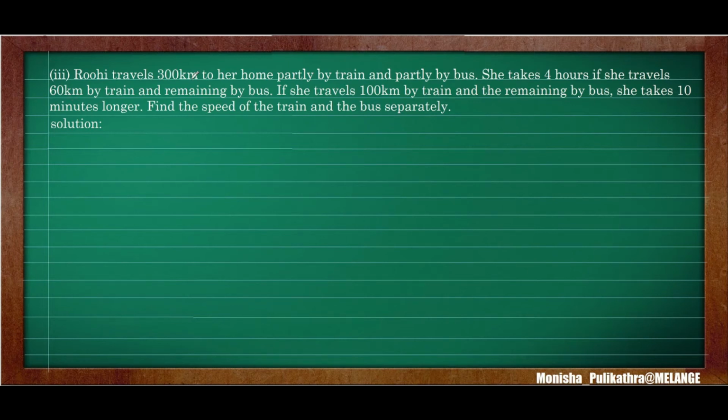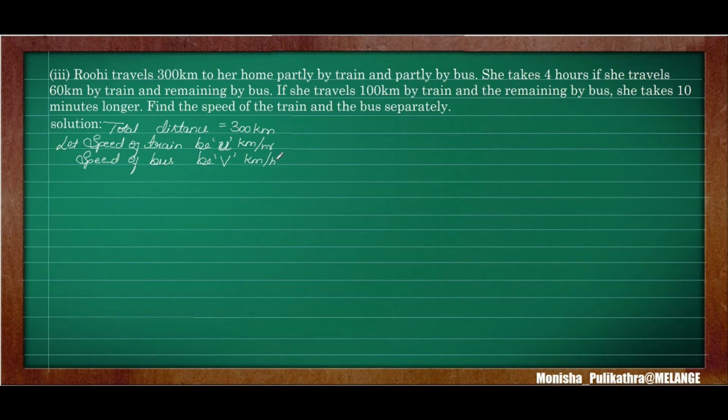So here the total distance is 300 km. So we have to find the speed of the train and the speed of the bus. Let the speed of the train be u kilometer per hour, and the speed of the bus be v kilometer per hour.